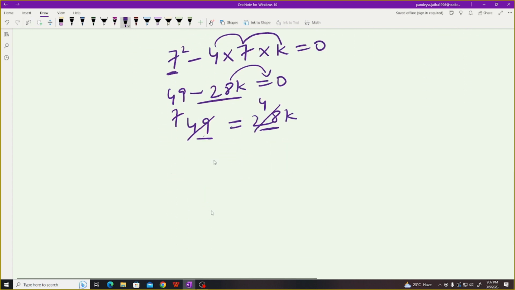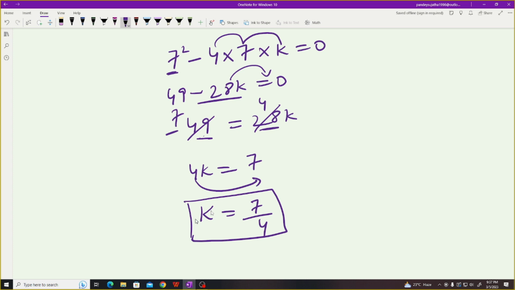So we are left with 4k is equal to 7. Shift this 4 to the other side. So k is equal to 7 upon 4. So we were supposed to find the value of k, that is 7 upon 4. Let's see what is there in the next question.